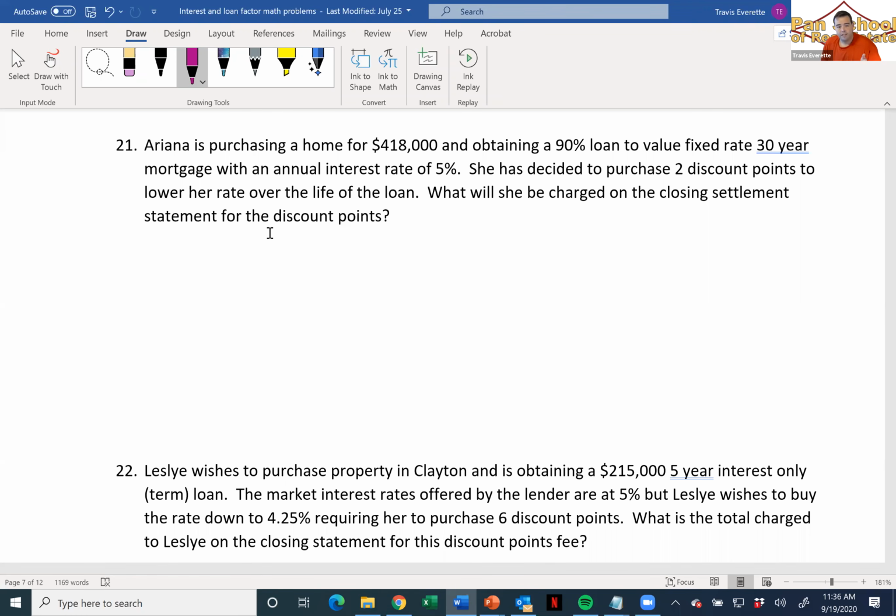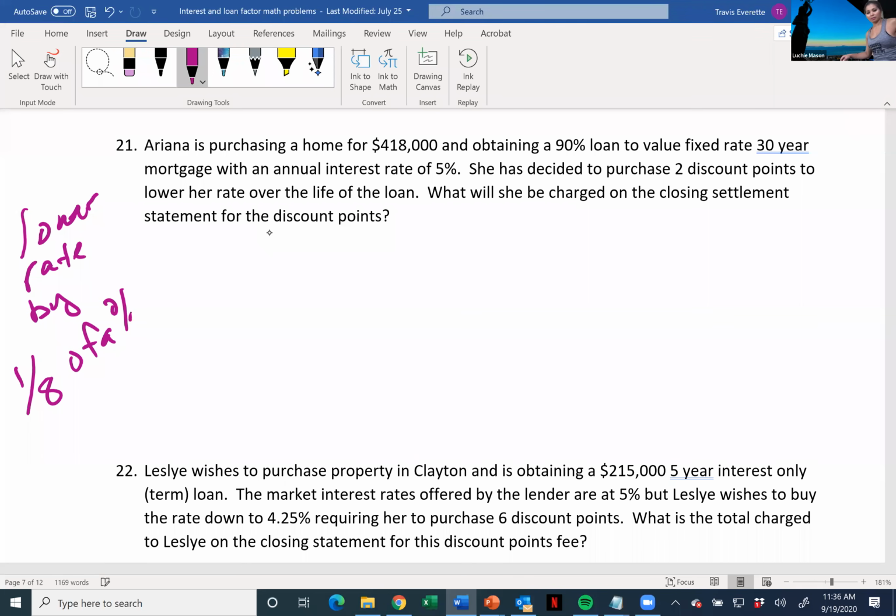Here's what we know about discount points. They lower the interest rate by how much? What is the amount that they lower the interest rate? 1/8. So they lower the rate by 1/8 of a percent. But that is very different from what they cost. What do they cost? 1%. They cost 1% of the loan amount.